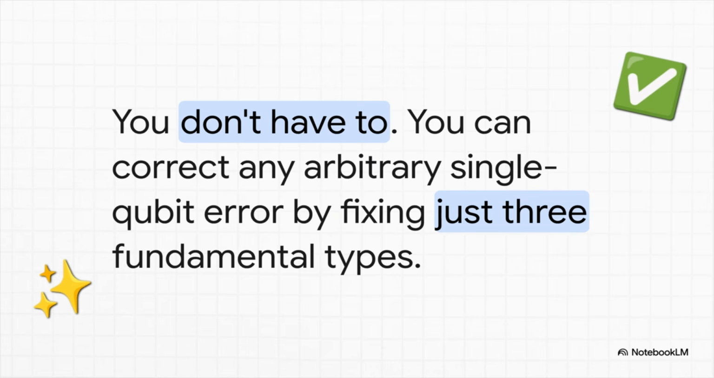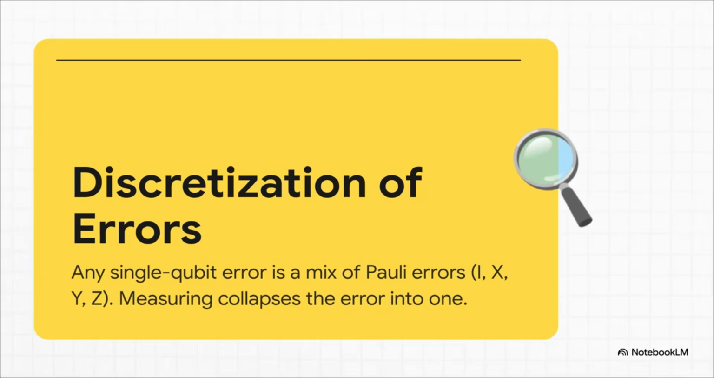Think of it like this. An error can start out as any shade of color in an infinite rainbow, but when we design a circuit to measure for an error, we force that error to make a choice. It has to collapse into being either pure red, pure green, or pure blue. So any complex continuous error, when we check for it, snaps into one of 3 basic discrete types: a bit flip, a phase flip, or both. And those we know how to fix.